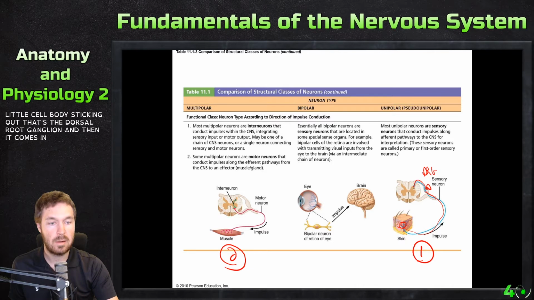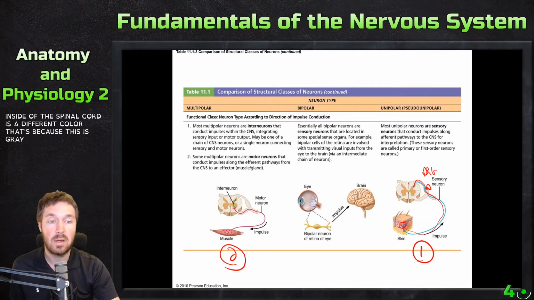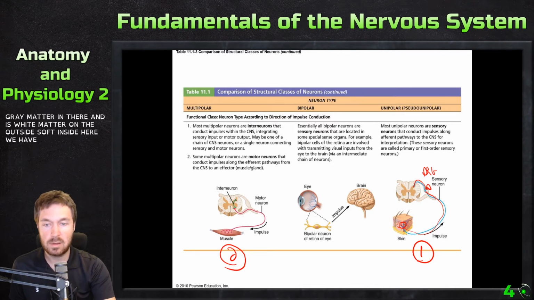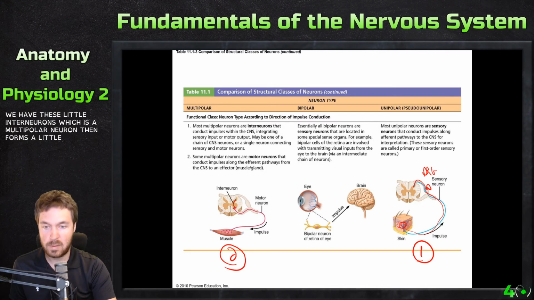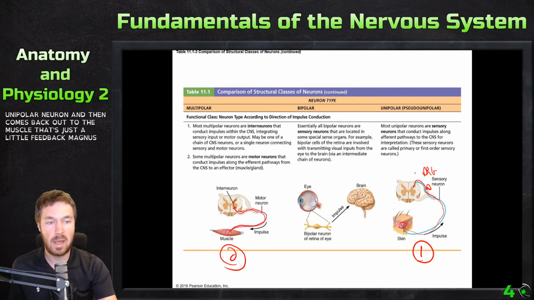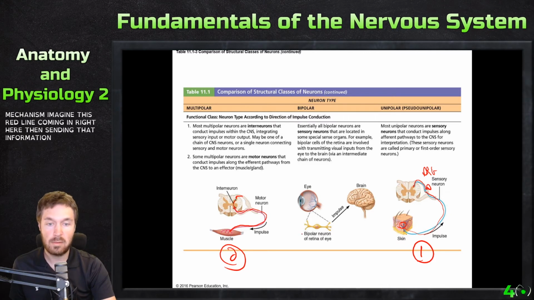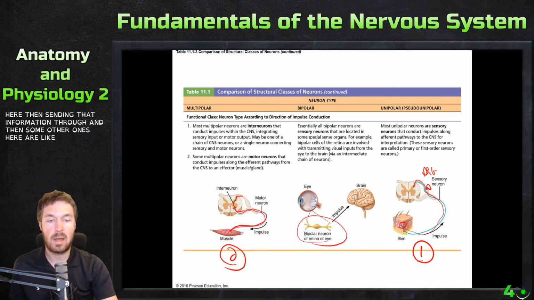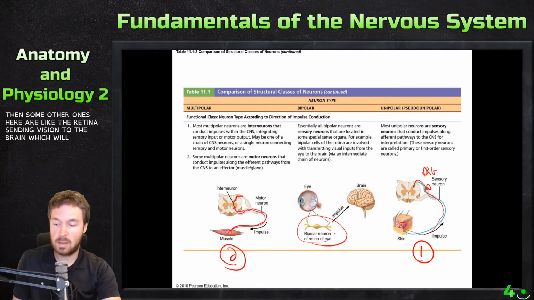And then it comes into this part of the spinal cord. And you notice the inside of the spinal cord is a different color. That's because this is gray matter in there, and it's white matter on the outside. So inside here, we have these little interneurons, which are multipolar neurons, which form a little synapse right here, then send the signal back out, not a unipolar neuron, and then it comes back out to the muscle. So that's just a little feedback mechanism. Imagine this red line coming in right here, and sending that information through. And then some other ones here are like the retina sending vision to the brain, which we'll talk about later.